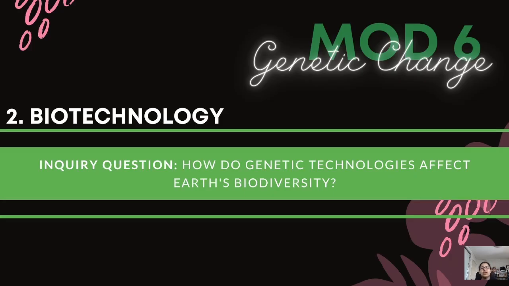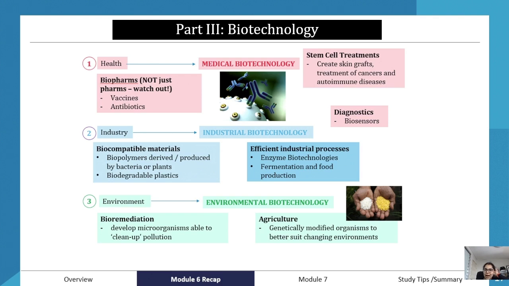Okay, now let's have a look at the second big dot point, which is biotechnology. So with biotechnology, our inquiry question is, how do genetic technologies affect Earth's biodiversity? So this is something that you have obviously looked at briefly in Module 5, and you will come back to in Module 7 and 8 as well. You will come back to this idea of biotechnology, and we are going to go through Module 7 in a while, so you'll see how that ties up with Module 6.